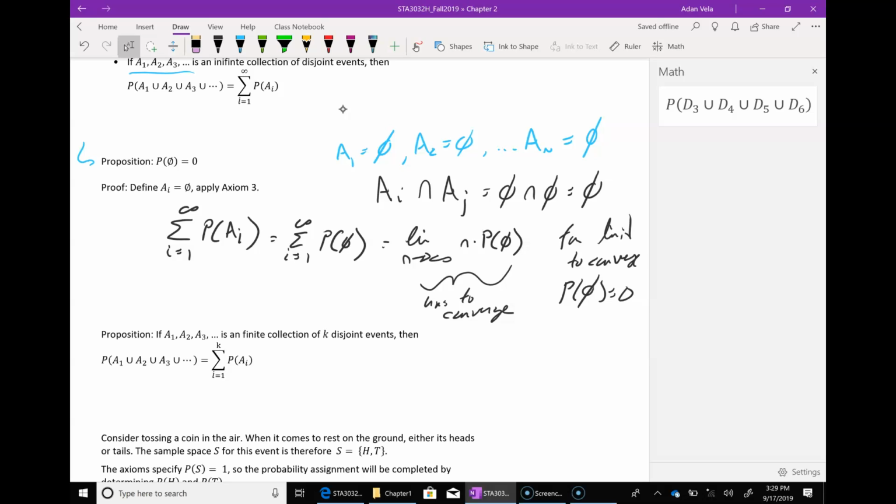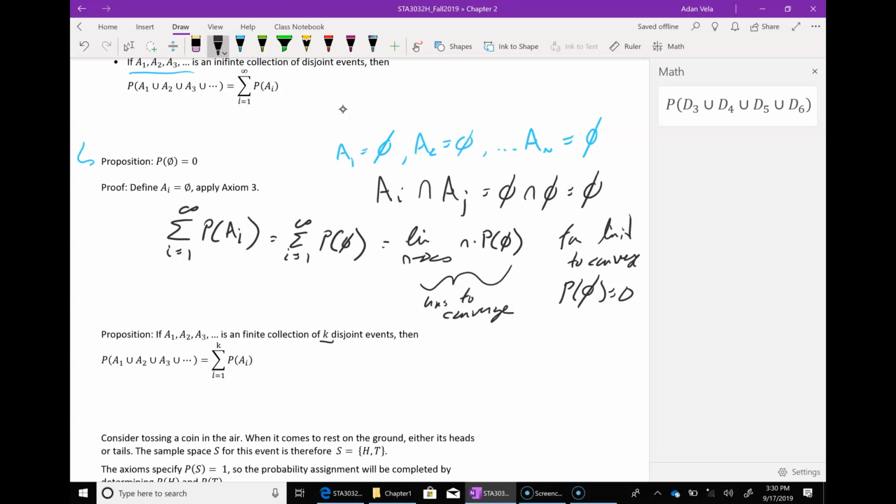So again, this third property becomes really useful. Actually, the combination of these two, of the third property and this probability of the null set is 0, becomes useful if we want to show that instead of taking the sum of probabilities for an infinite set, we're just taking it for a finite set. So let's say we have k sets, from A1, A2, A3, all the way to AK.